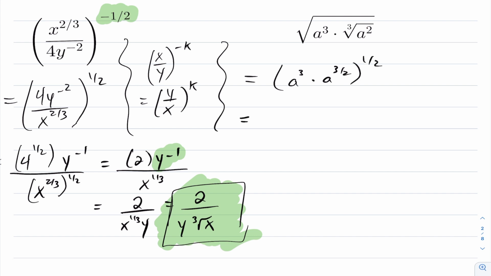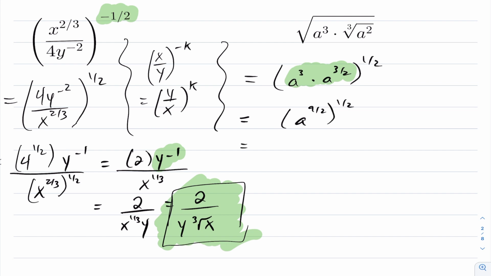So applying your BEDMAS rules, you want to go ahead and take care of brackets first. We're multiplying with the same base. We can add these exponents. This ends up being a to what power? This becomes a to the power of 9 over 2. And the whole thing raised to the power of a half.